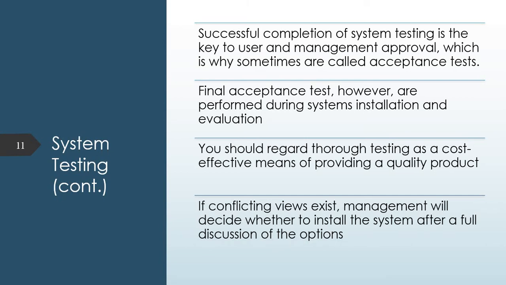So the successful completion of system testing is the key to the user and also the management approval, which is sometimes called an acceptance test. Okay, it means the system has already been accepted by the actual user. The final acceptance tests, however, are performed during the system installation and evaluation. So you should regard thorough testing as a cost-effective means of providing a quality product. If conflicting views exist, the management will decide whether to install the system after a full discussion of the options.